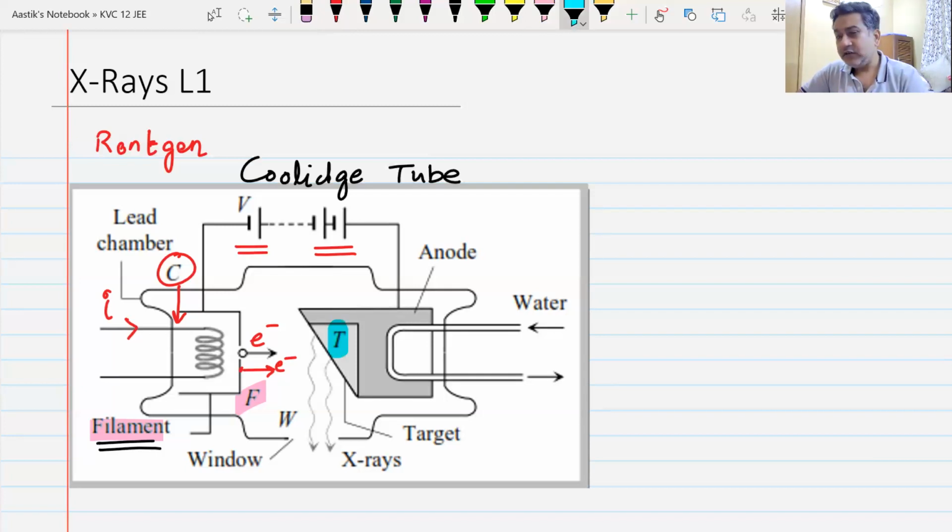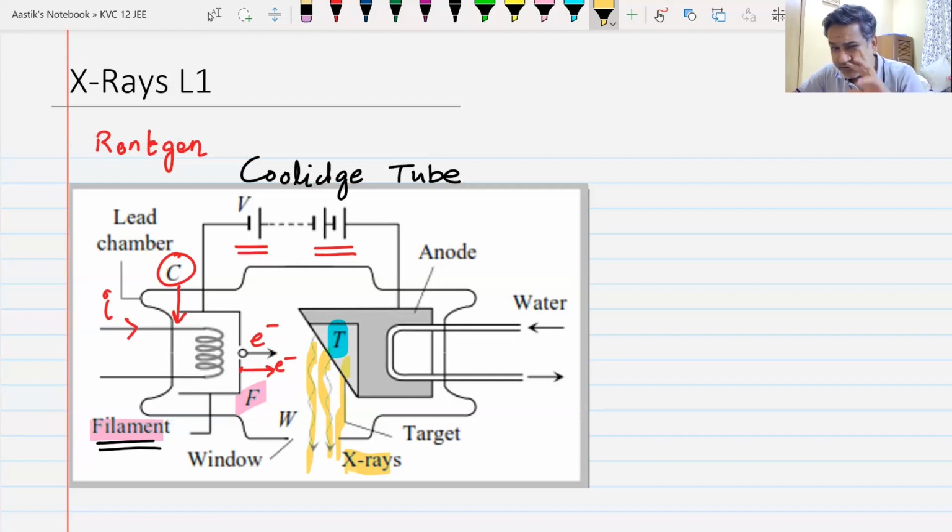It has been found that when these high speed electrons hit a target, which is a heavy metal, of large atomic mass, large atomic weight, some electromagnetic radiations are emitted. And these electromagnetic radiations that you see are known as X-rays.